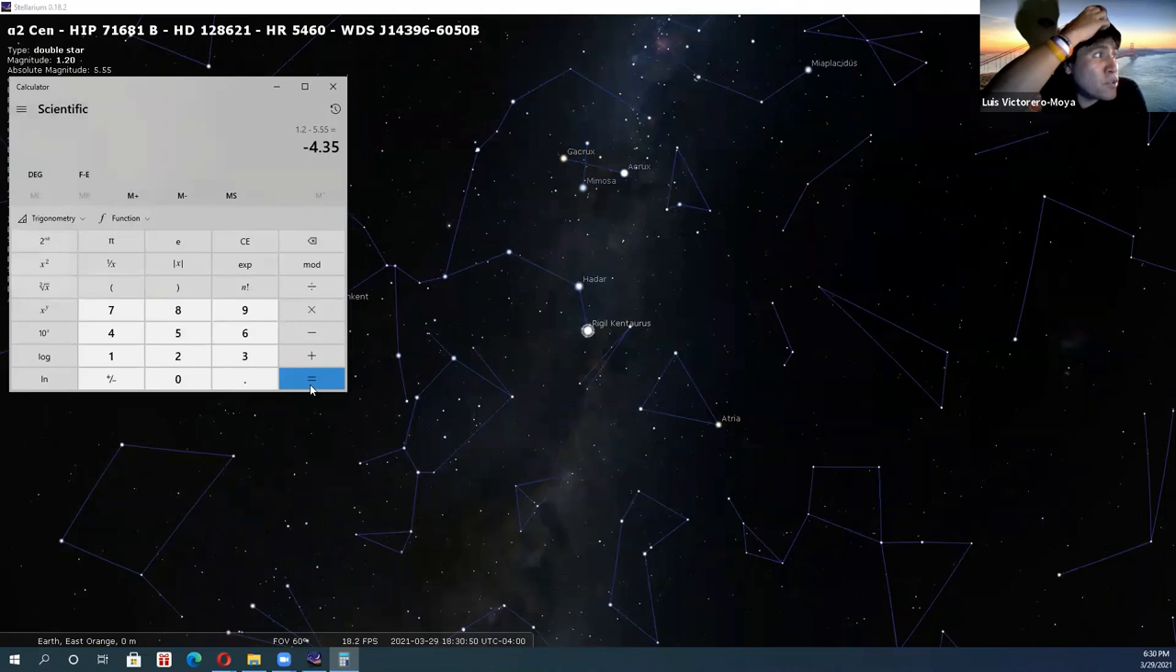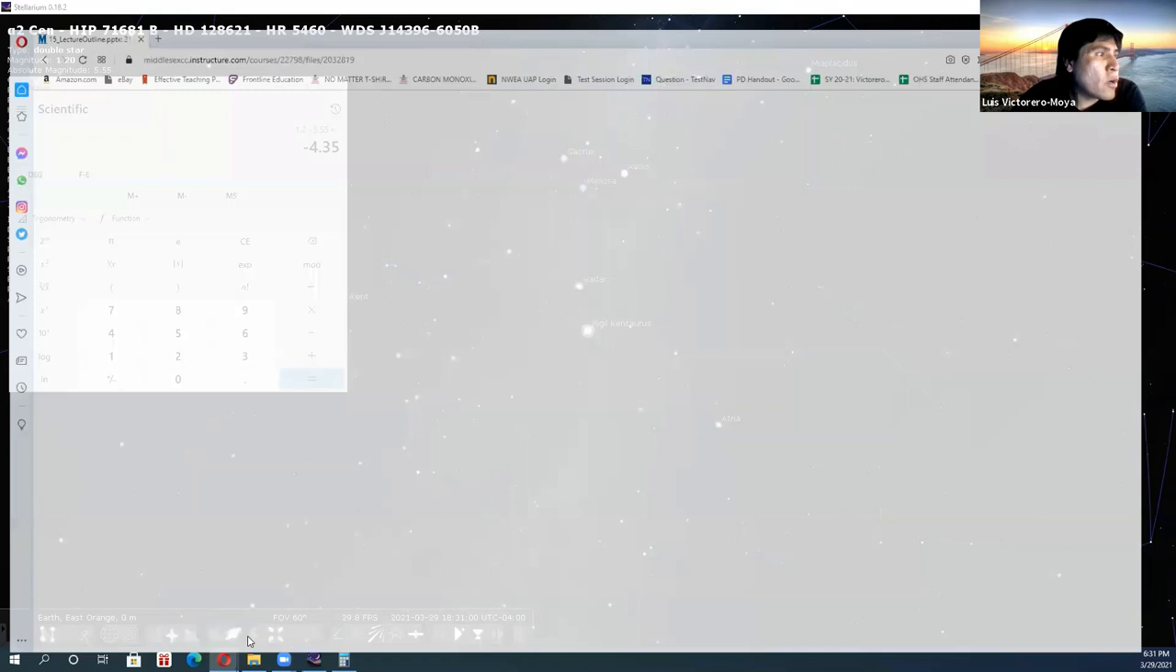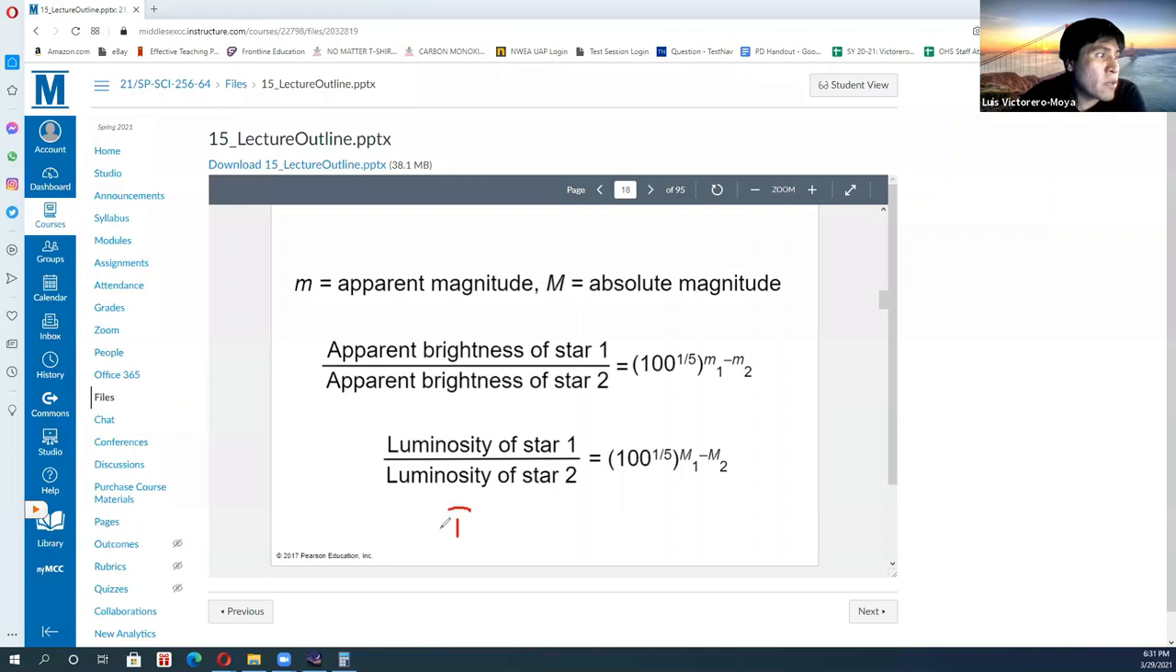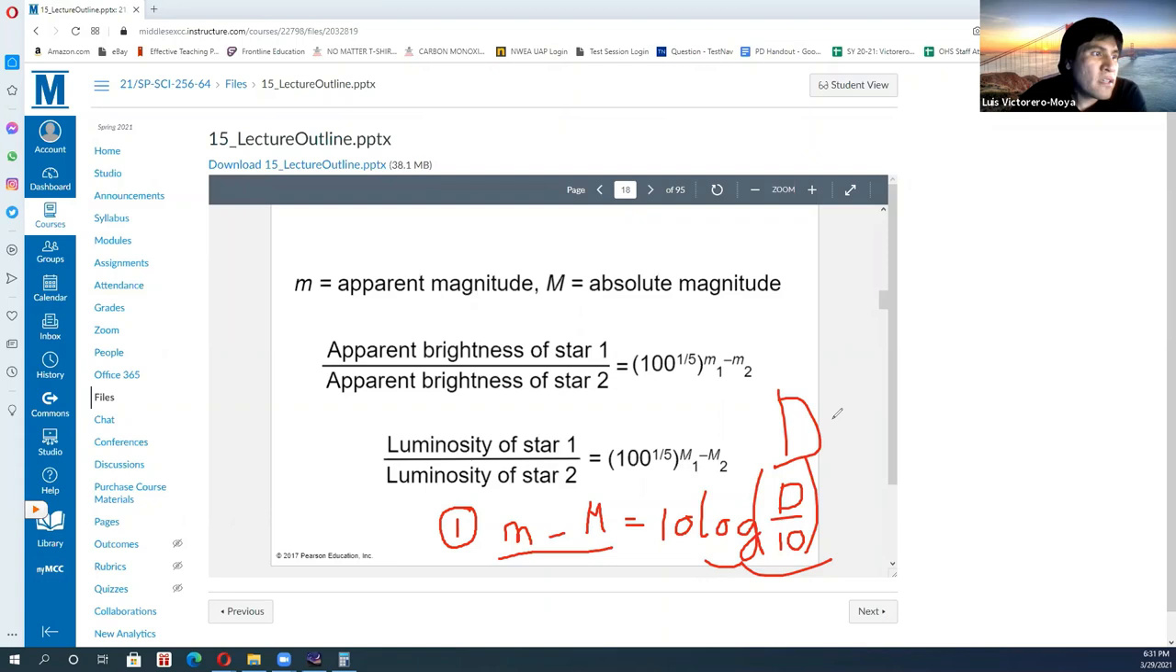So when you have a negative number in the subtraction of these two values, that means that the star is less than 10 parsecs away. You know why? Because a way to simplify that equation I showed you for one star only is apparent minus absolute equals 10 log of distance over 10. What we know is that whenever this is negative, that means that the log is negative. The log is negative if d is less than 10. Whenever d is less than 10 parsecs, this is in parsecs, that means that this will be negative, like we just did with Alpha Centauri.